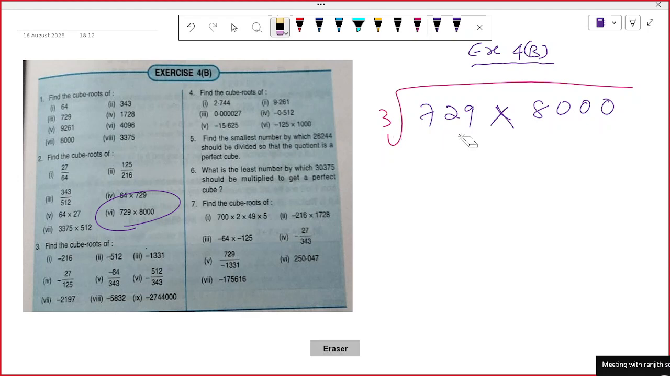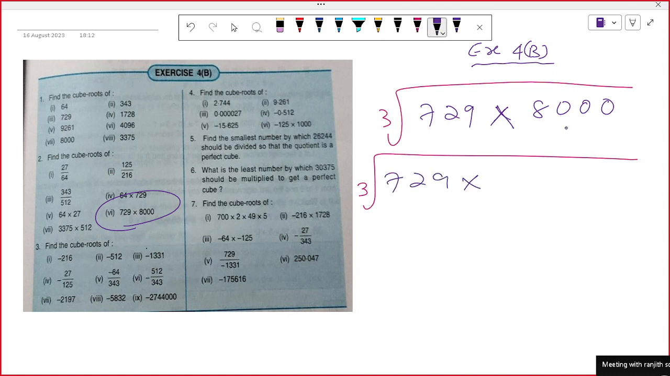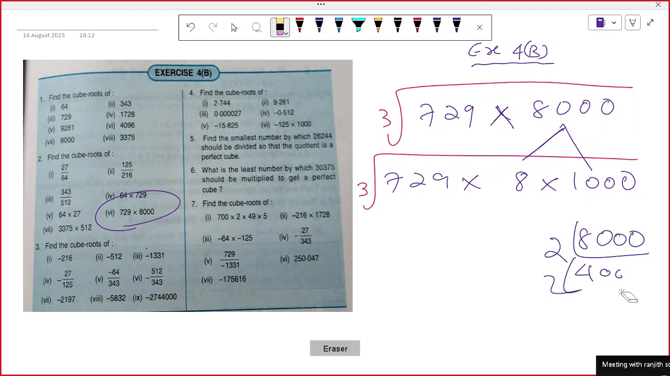For cube root, first put this cube root symbol. Then you make groups, till you make groups, right as it is. Split this: 729 into 8 into 1000. If you don't split this, students, look here. If you don't split 8000, it will be difficult to factorize from 2, then again from 2. That would take a lot of time.